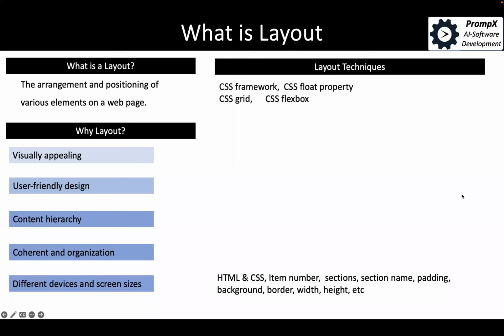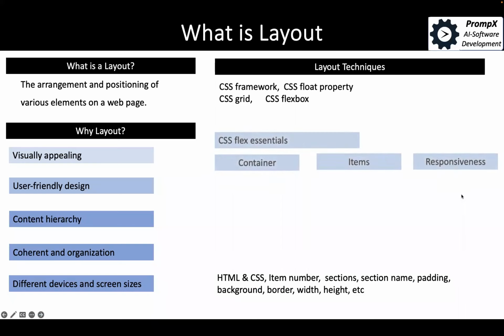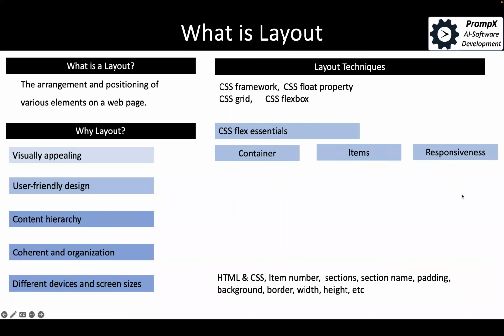There are 4 basic layout techniques: the CSS framework, the CSS fluid property, CSS grid, and CSS flexbox. CSS flexbox is the latest, and that's what we're going to be using in this lecture. When you're thinking of a CSS flexbox, you have 3 concepts: the container, which is like the parent div; the item, which is the direct child of the container, and the item can also be a container for another item when you are nesting them together.